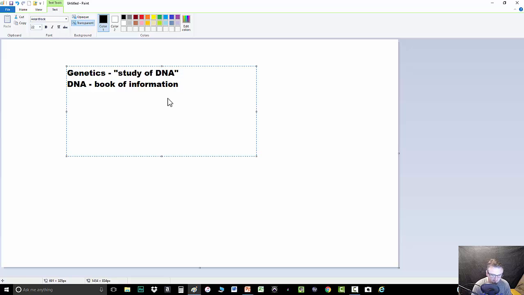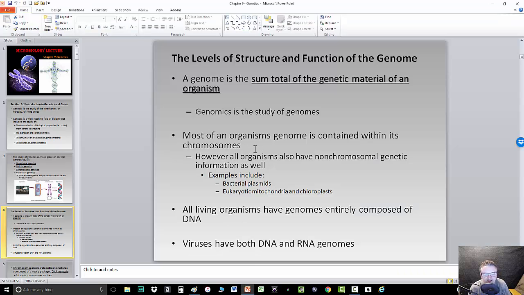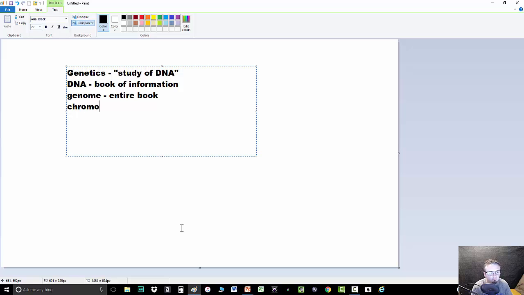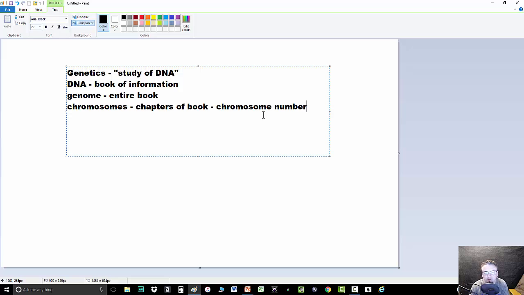So if DNA is a book, then essentially our genome is the entire book. Okay, that's the sum total. The next level that we can look at DNA at is the chromosome level. And we can think of chromosomes really as chapters of the book. So a chromosome contains segments of the overall genome. Each organism has a different number of chromosomes, and this is referred to as an organism's chromosome number. Every organism has their own chromosome number, and they're different for every organism.